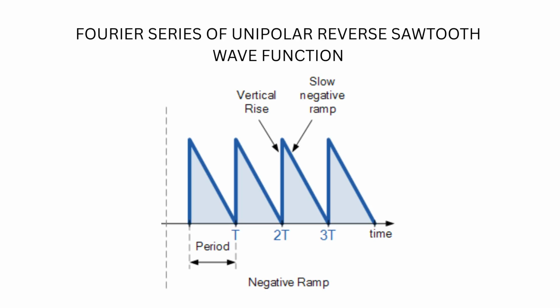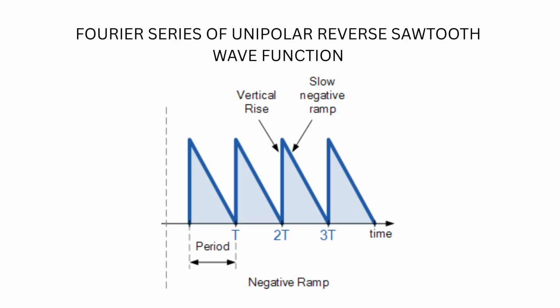Notice the two features of the waveform. First, there is a slow negative ramp where the signal decreases linearly from its maximum value down to zero. Second, at the end of each period, the signal undergoes a vertical rise, instantaneously resetting back to its maximum value. Because the signal is unipolar, it remains entirely above the zero axis, which introduces a non-zero average or DC component. This characteristic will directly affect the Fourier series coefficients.